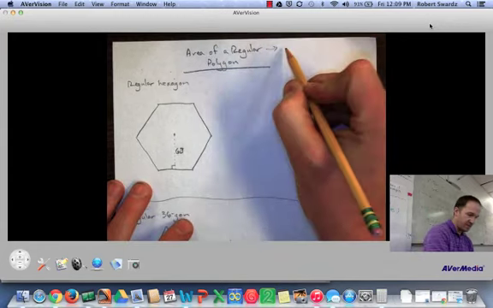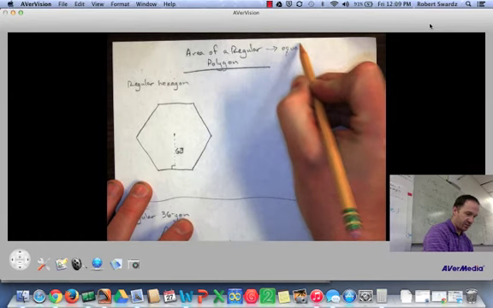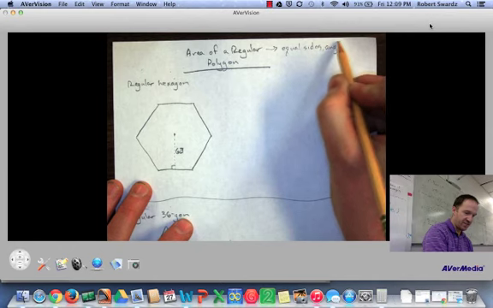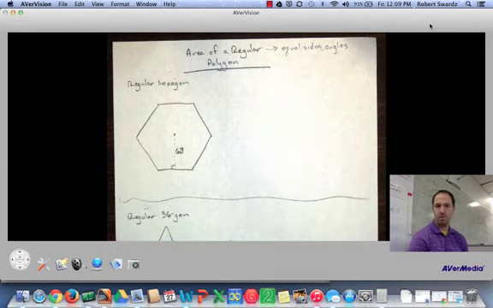Regular means that all the sides are equal and all the interior angles are equal as well. So a regular polygon has equal sides and equal angles. Sometimes we have special names for it. If it's a four-sided figure, a regular polygon would be a square, because that's a four-sided figure with four equal sides and four 90-degree angles. For a triangle, it's called an equilateral triangle. All the sides are the same, and all three angles are 60.